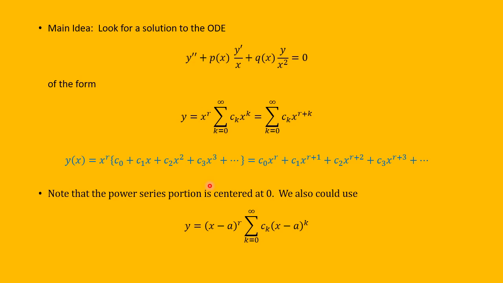You can use the Frobenius method for other centerings also. If we want to look for a Frobenius solution centered at some number a, we could let y equal x minus a to the r times the sum k goes from 0 to infinity, c sub k times x minus a raised to the k power.